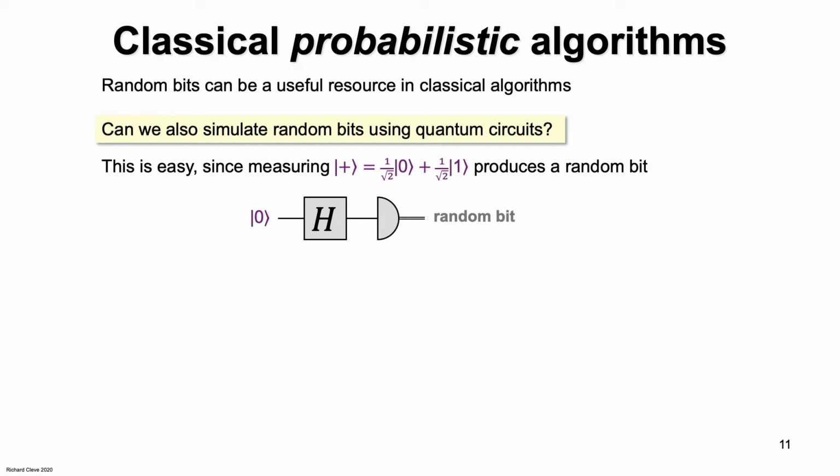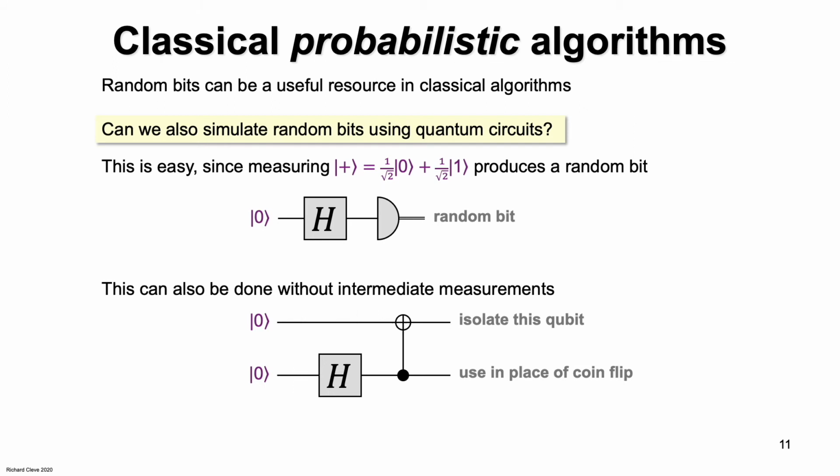The answer is yes, by the following construction. Instead of measuring the ket plus state, we apply a CNOT gate to a target qubit, an ancilla, in state ket 0. Then we ignore that ancilla for the rest of the computation. The final probabilities when the circuit is measured at the end will be exactly the same as if a random bit had been inserted at that place in the computation. I will leave this as an exercise for you to prove that this works.